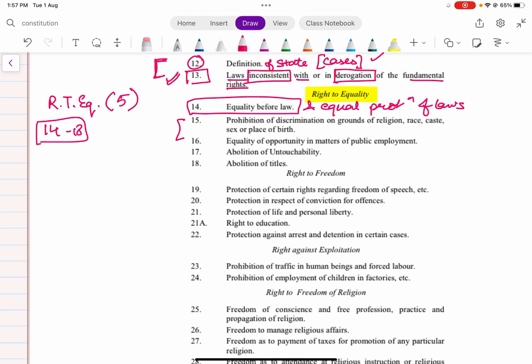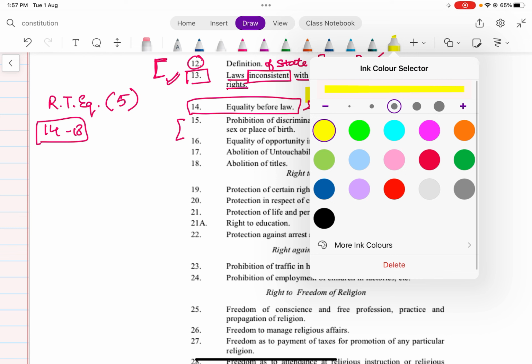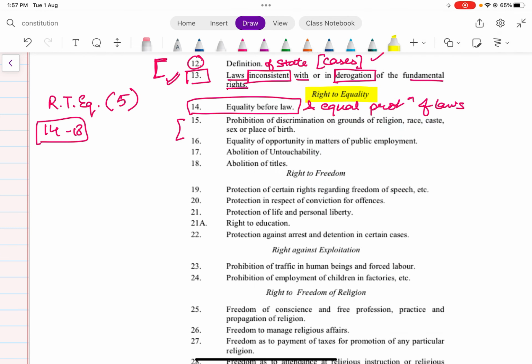Articles 14 and 16 are read together. 16 is for public employment. So these are the words that you should be looking for, and you should not go haywire. Equality before law, 14 should strike. 16 should strike for public employment.